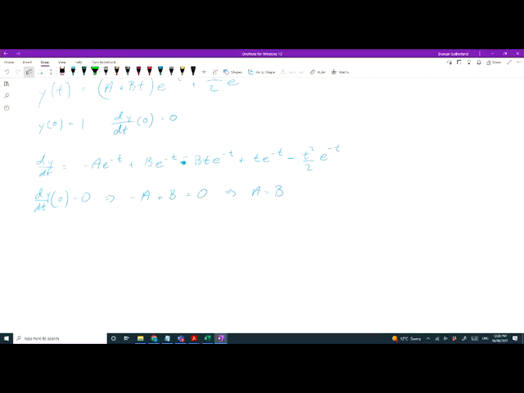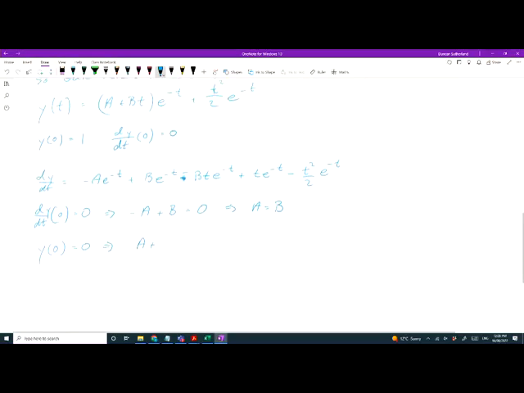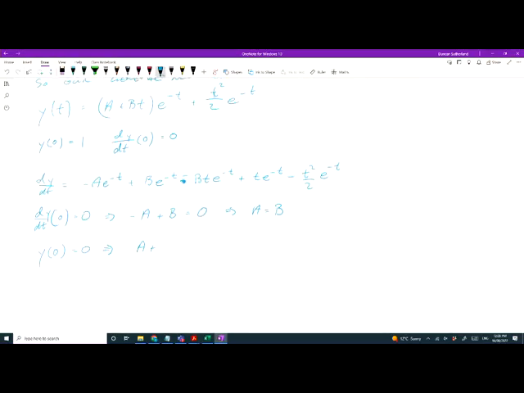And the last one, y of 0. So that's A times e to the 0, which is 1. The B term disappears because there's a 0 there. Plus, oh, nothing. So A is equal to 1. So B is equal to 1.